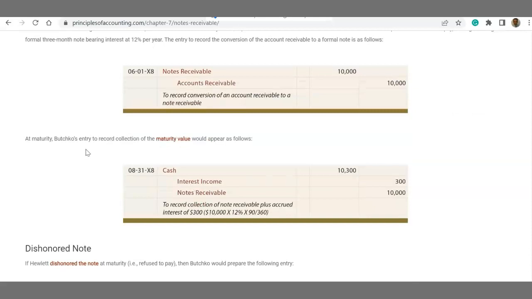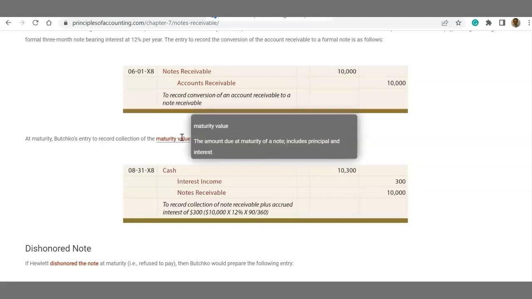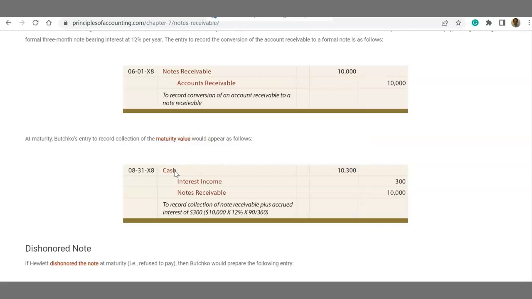On the maturity date, let's say 2 months later, after the maturity date has been reached, the cash should be collected from the customer with a check, let's say. So you get the cash, $10,300. Out of that, $10,000 is the note receivable that you need to close, so credit note receivable. And $300 is the interest income that you need to record because you got $300 in the form of interest.